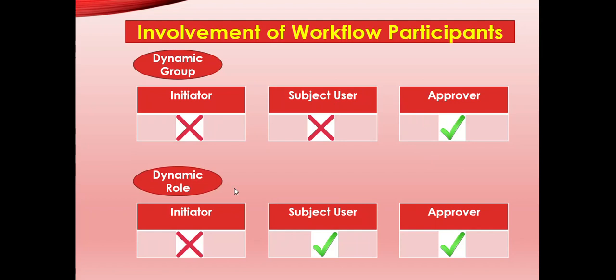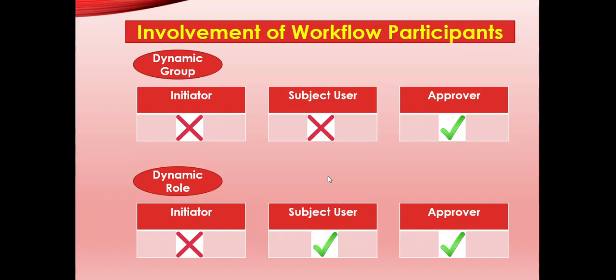Now, of dynamic role. So in dynamic role, we can apply such kind of filters based on the subject users. So in dynamic role as well, same as the dynamic group, there is no direct involvement of the initiator field. But the subject user, obviously this is the key input in dynamic role determination basically. So subject user has direct involvement in dynamic role determination or building, and approver, obviously approver will have direct involvement in dynamic role determination.